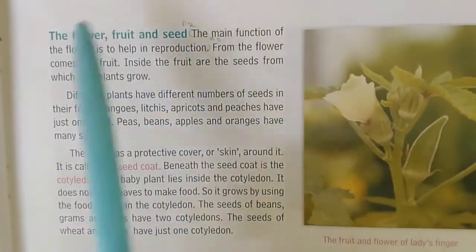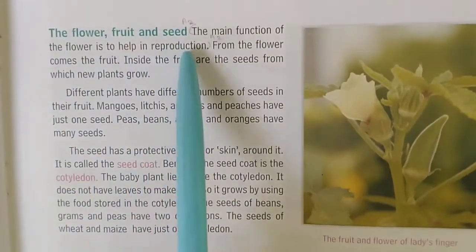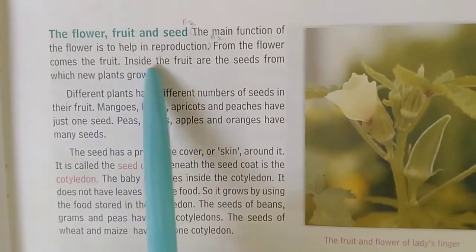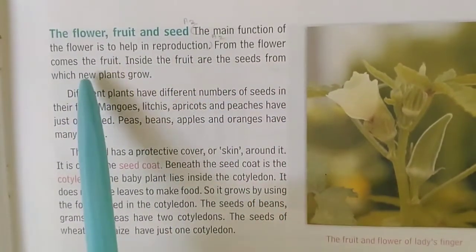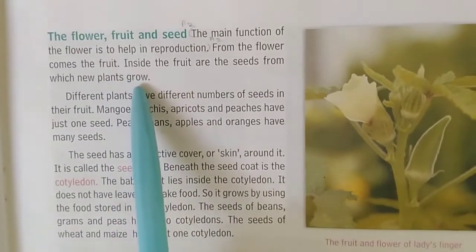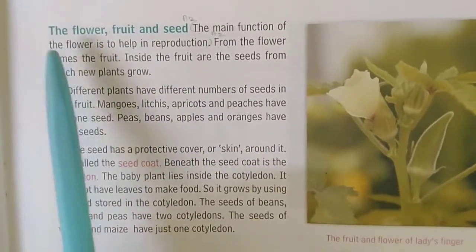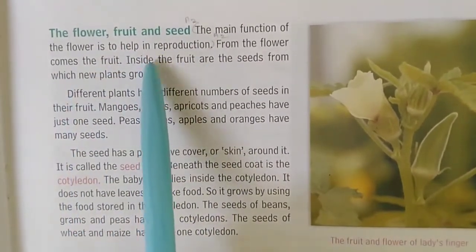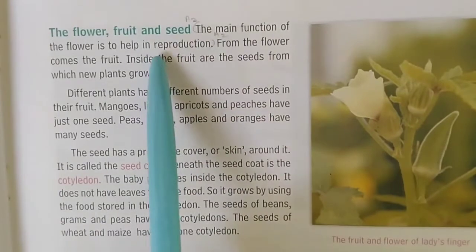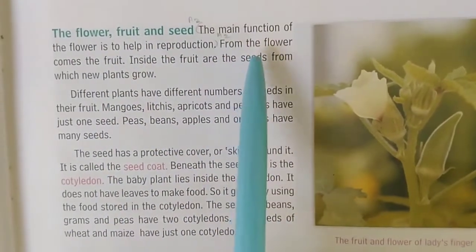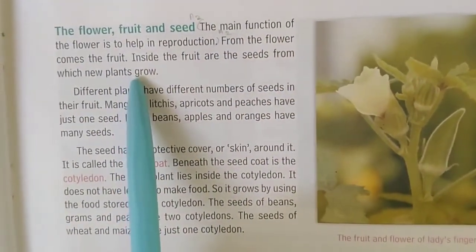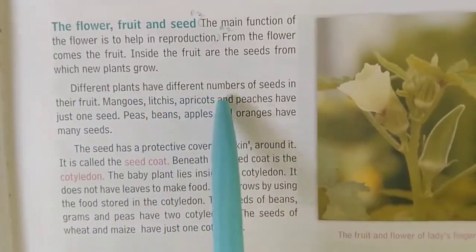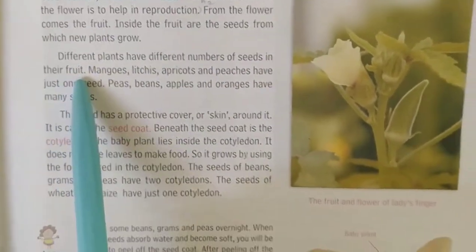The main function of the flower is to help in reproduction. From the flower comes the fruit. Inside the fruit are the seeds from which new plants grow. Hence we say the main function of the flower is to reproduce, because from the flower only fruit comes, from the fruit only seed comes, from the seed only the baby plant comes. Different plants have different numbers of seeds in their fruit.